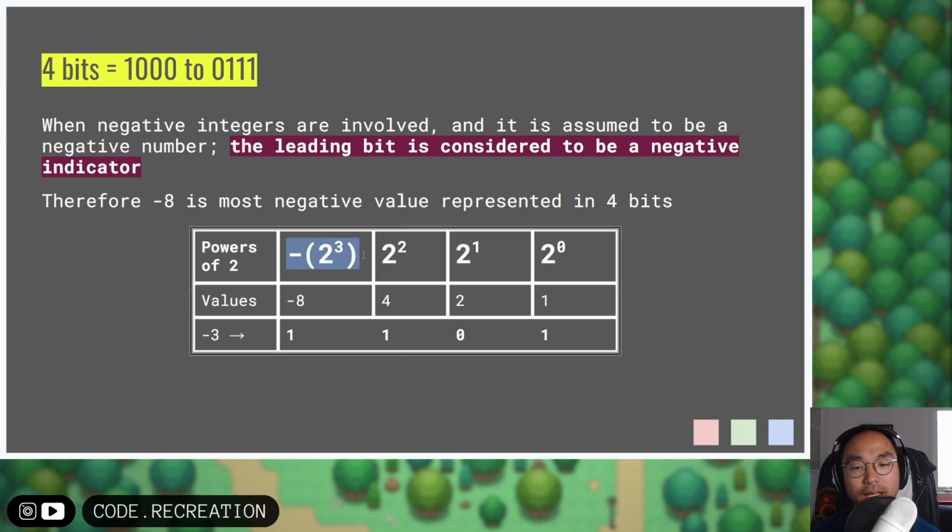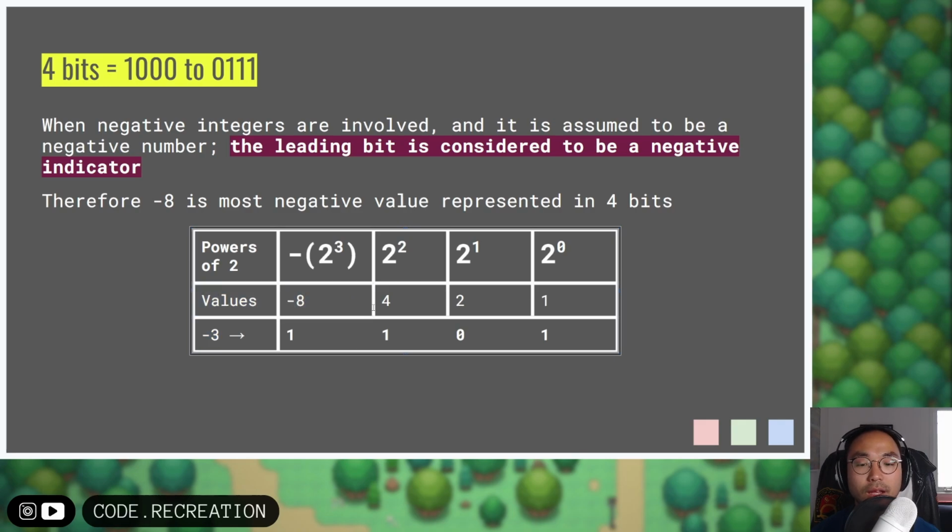Because the leading bit is always going to be considered negative, the following bits onwards are going to be positive. We will be adding positive numbers to this negative value, which is negative 8. As we add positive values, as any of these 3 bits turn on, we're going to get less negative overall. So if we have negative 3, we know that it's negative, so the leading bit is going to be turned to 1. And then from negative 8, we need to figure out which bits to turn on to turn that into a negative 3.